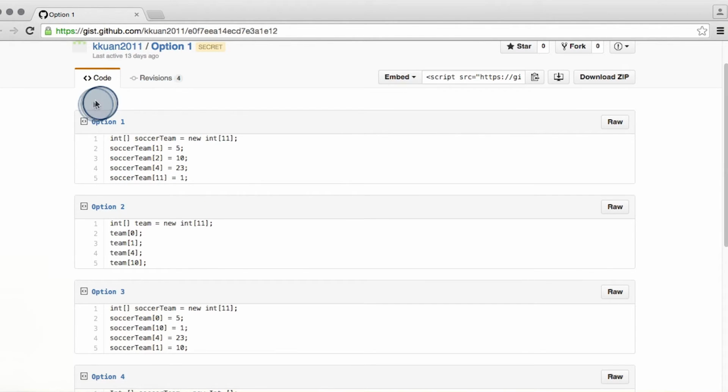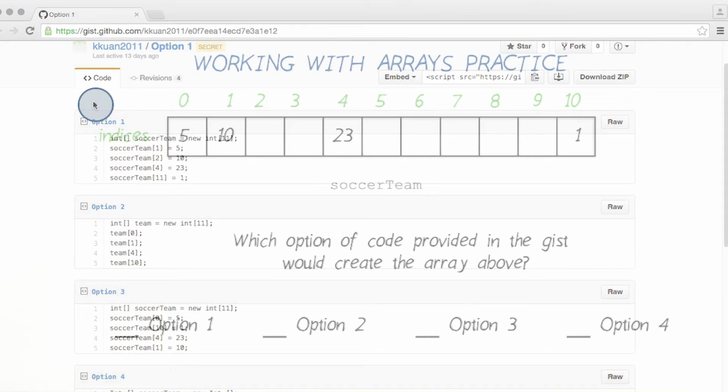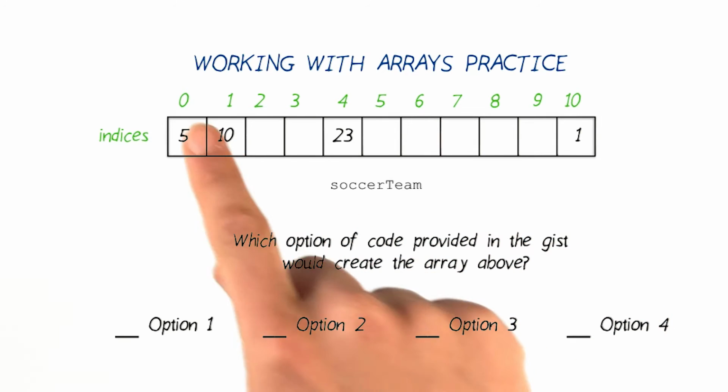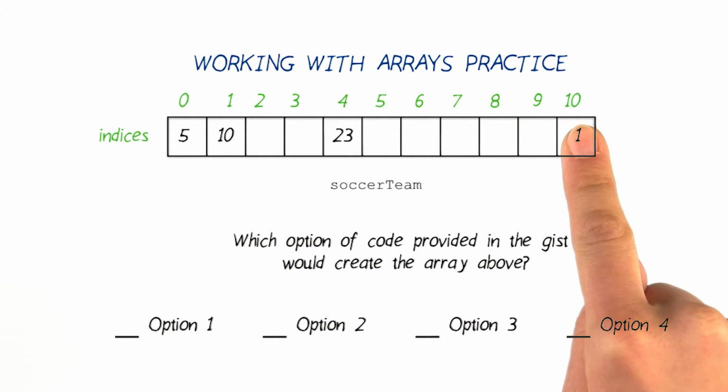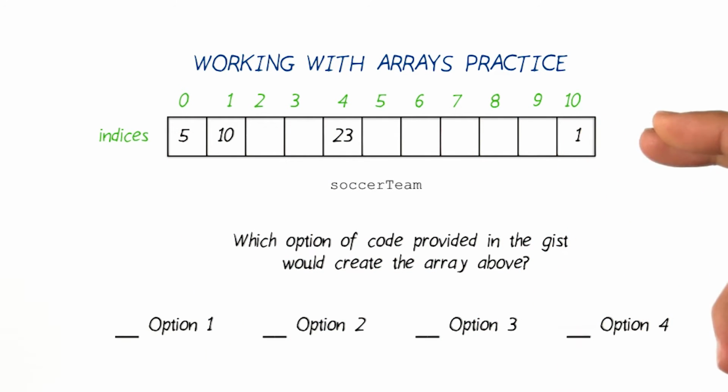When first working with arrays, it's easy to think that the indices go from 1 until the length of the array, which is 11 in this case. However, in reality, we see that it goes from index 0 to index 10 for an array of length 11. Alright, so this means that option 1 is incorrect. So let's move to option 2.